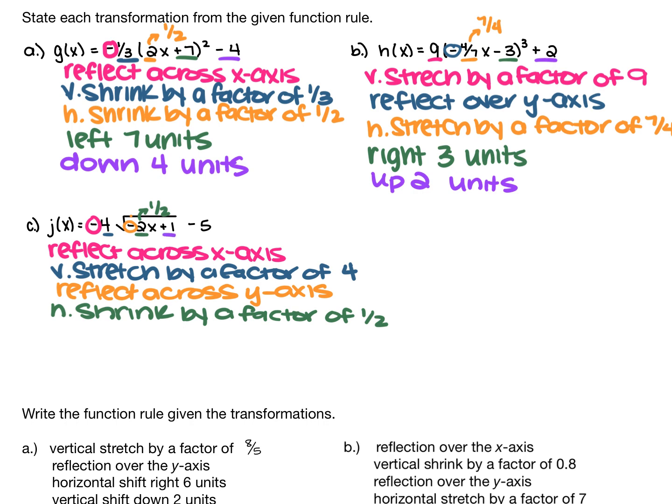Then we have the +1 underneath the radical, so think opposite. We're going to the left 1 unit. And lastly, we have that -5, which means we're going down 5 units.